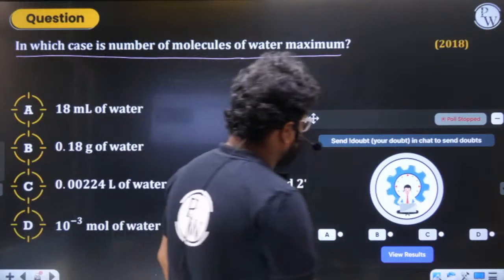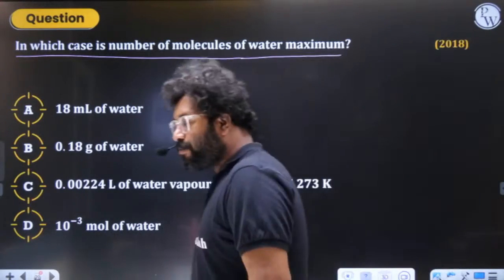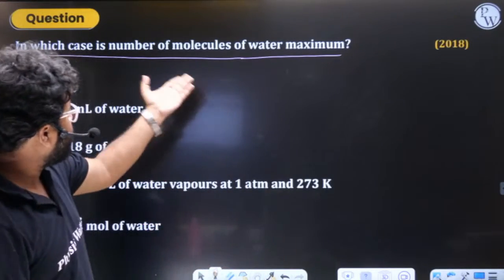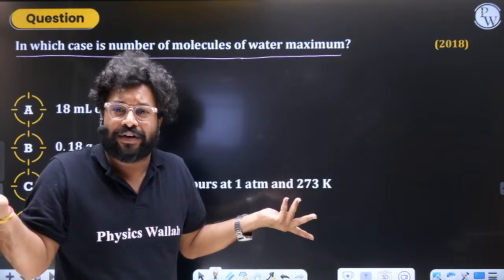Okay, chalo, time is up. How can we solve this? It's a very simple thing. The more the number of moles, the more will be the number of molecules present in the given species. That's how it is, right?